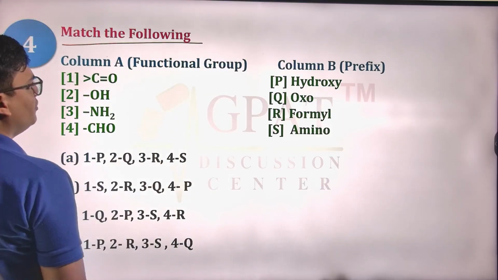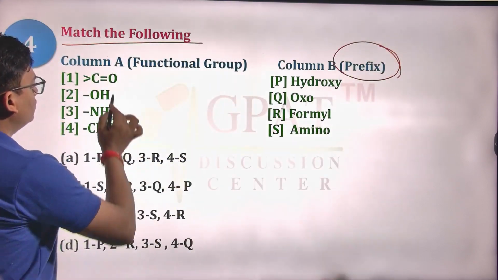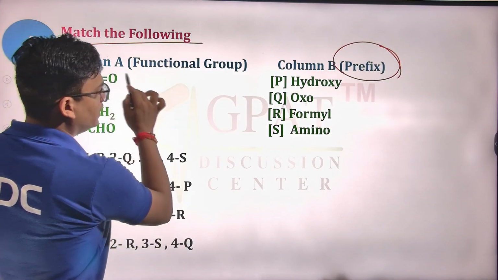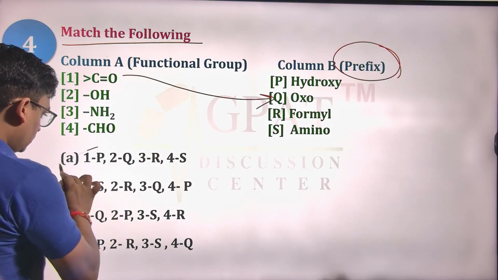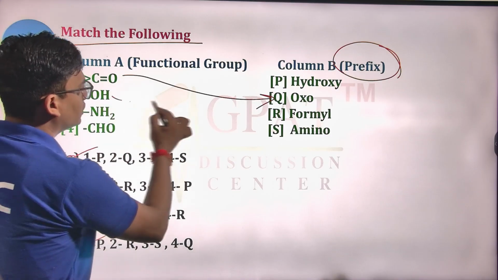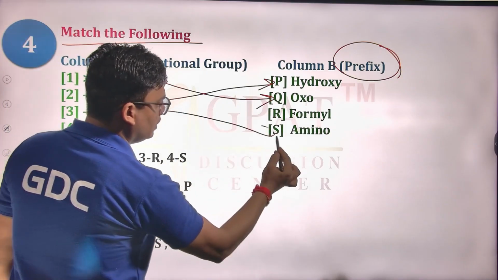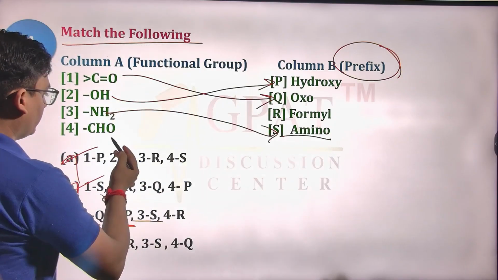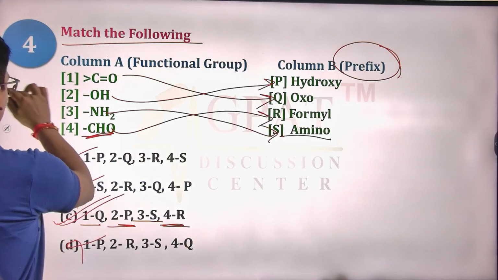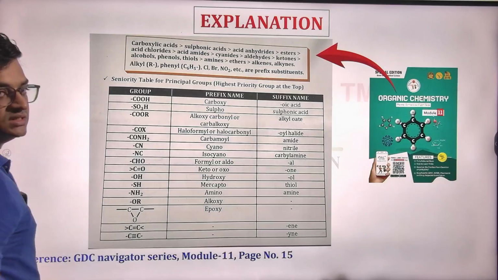Match the following. Here we have some functional groups and their prefixes. So C double bond O is prefixed as the oxo group. Here we have first Q. Okay, eliminated. All of the options get eliminated. OH is hydroxy. So P, correct. NH2 as amino. Okay, correct. And 4, that is CHO as formyl. True. So all are matched in option C. So the right answer in this question will be C.